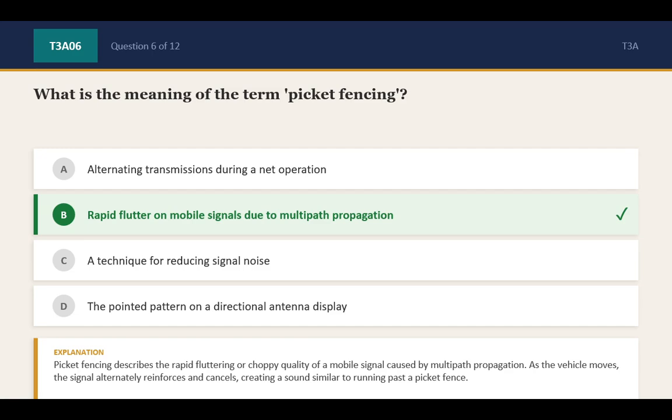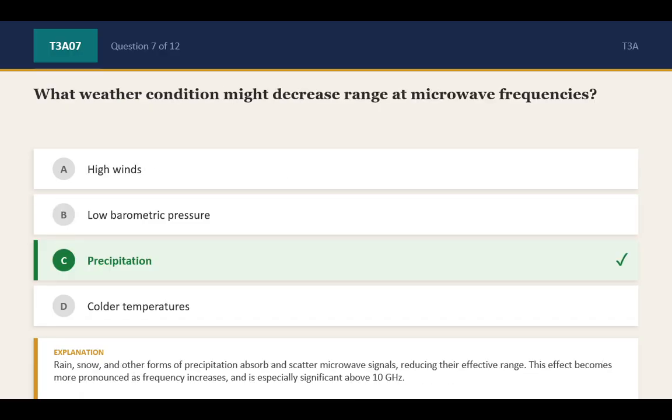What is the meaning of the term picket fencing? B. Rapid flutter on mobile signals due to multipath propagation. Picket fencing describes the rapid fluttering or choppy quality of a mobile signal caused by multipath propagation. As the vehicle moves, the signal alternately reinforces and cancels, creating a sound similar to running past a picket fence. What weather condition might decrease range at microwave frequencies? C. Precipitation. Rain, snow, and other forms of precipitation absorb and scatter microwave signals, reducing their effective range. This effect becomes more pronounced as frequency increases and is especially significant above 10 GHz.